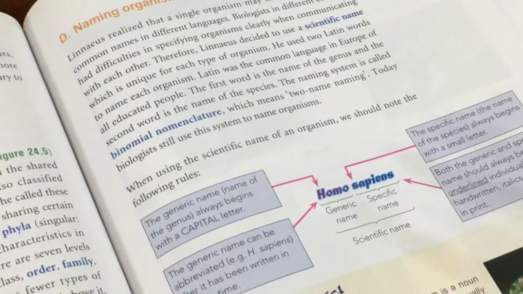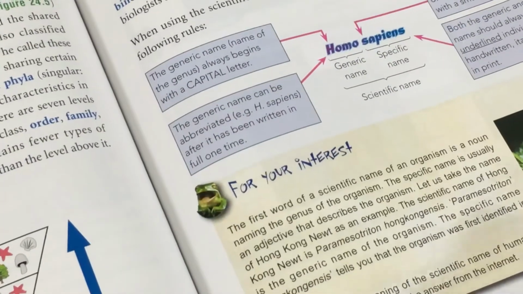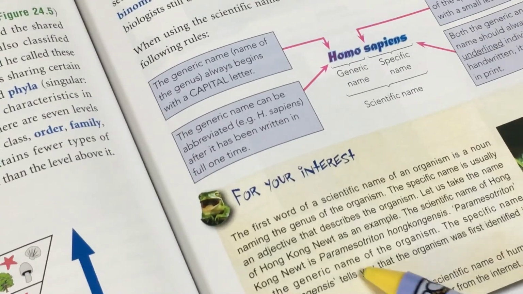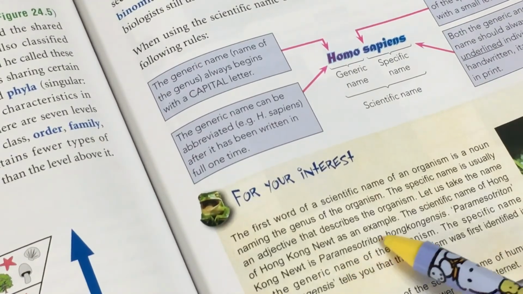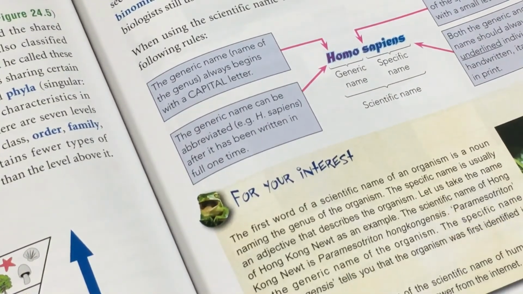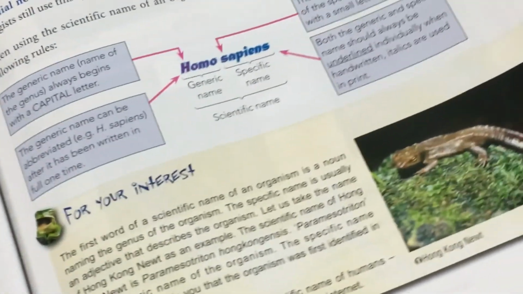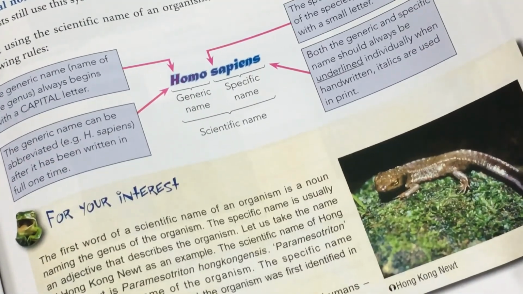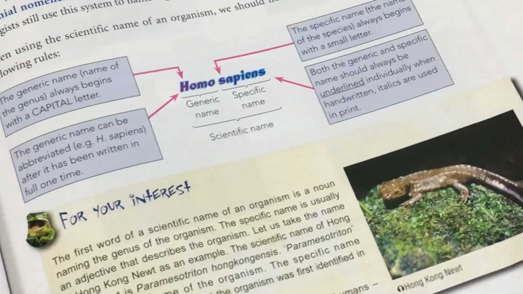Oh, we have some examples here. Oh, this one. You can see the naming is like this: Hong Kong genus. And as it is found in Hong Kong, this is the Hong Kong newt. So for naming, we stop here.